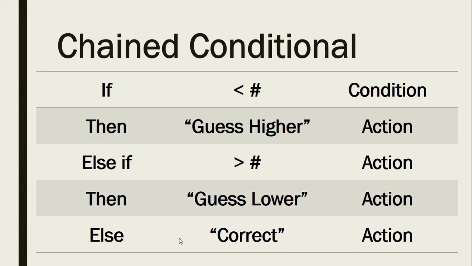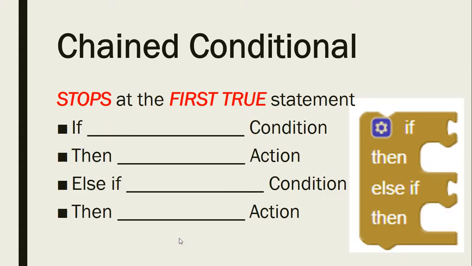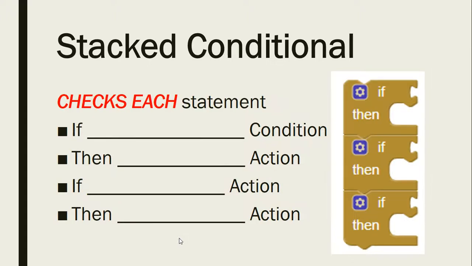So the big piece there is we've got a chain conditional, and that stops at the first true statement. Typically, that's sort of this if then, else if type of statement. So it stops at the first true statement. The second one, the stacked conditional, checks each statement. In this case, we just keep dragging them out of App Inventor, and you can see there's again, three of them stacked up there.